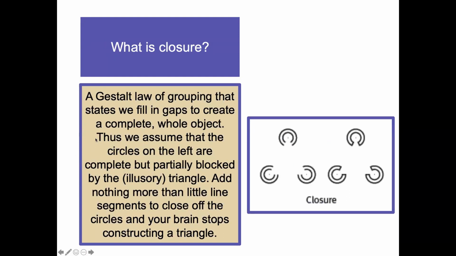Closure is a law of grouping that states we fill in gaps to create a complete whole picture, right? This is a really interesting one. We assume that the circles on the left are complete but partially blocked by the illusory triangle. Add nothing more than little line segments to close off the circles, and your brain stops constructing the triangle. So this is the principle of closure.